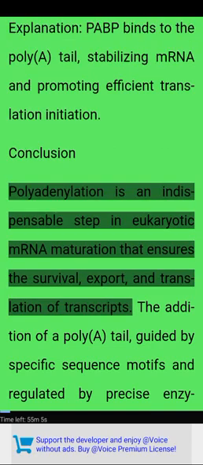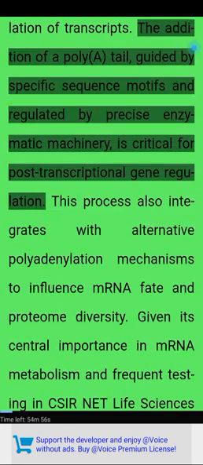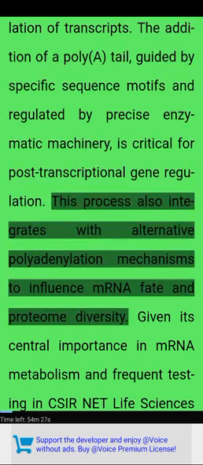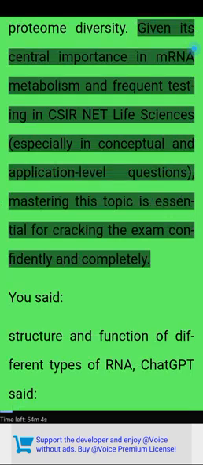Conclusion. Polyadenylation is an indispensable step in eukaryotic mRNA maturation that ensures the survival, export, and translation of transcripts. The addition of a poly A tail, guided by specific sequence motifs and regulated by precise enzymatic machinery, is critical for post-transcriptional gene regulation. This process also integrates with alternative polyadenylation mechanisms to influence mRNA fate and proteome diversity. Given its central importance in mRNA metabolism and frequent testing in CSIR NET Life Sciences, especially in conceptual and application level questions, mastering this topic is essential for cracking the exam confidently and completely.